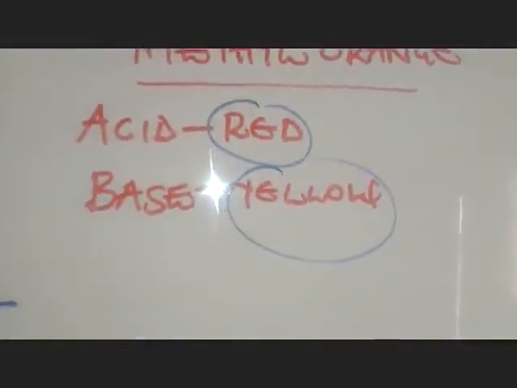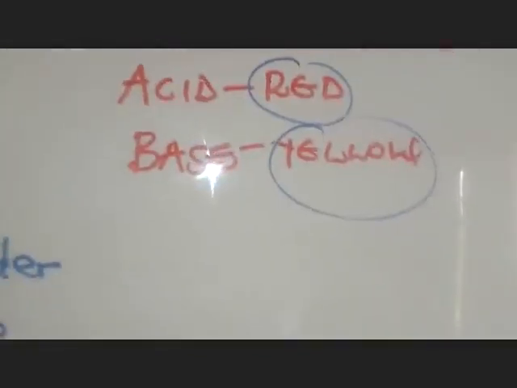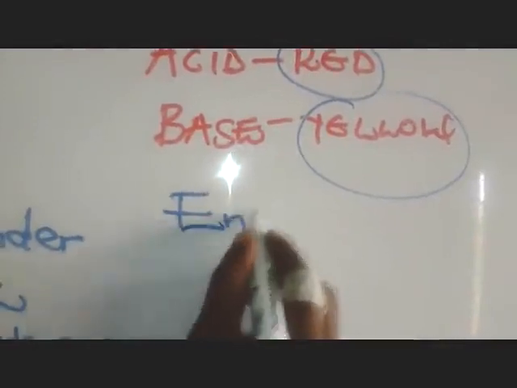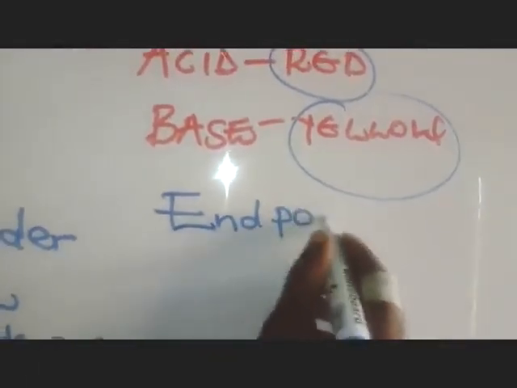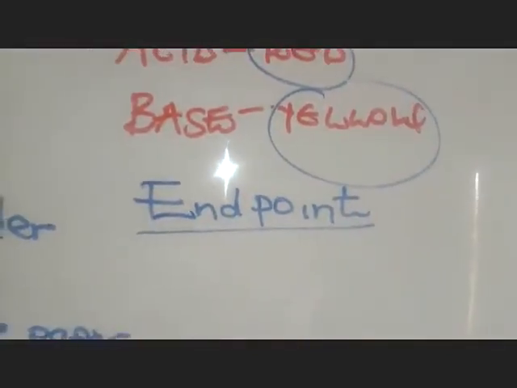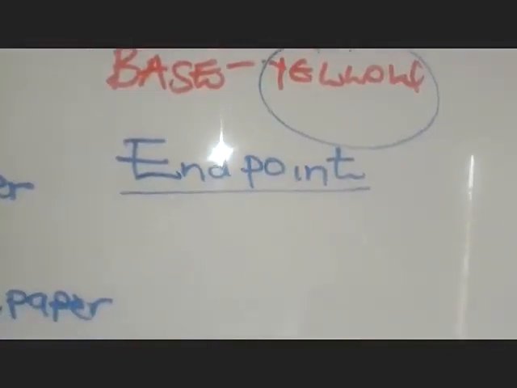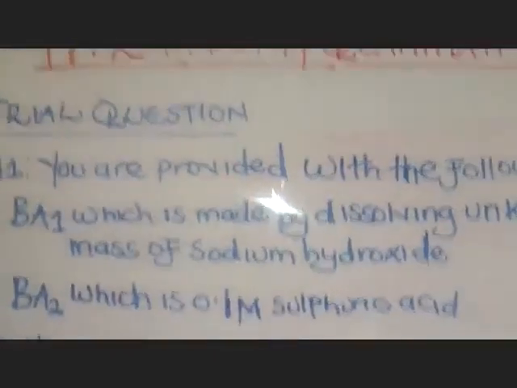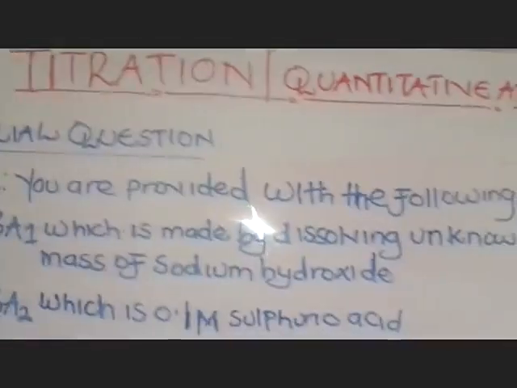So members, we have to master the color changes of those indicators, because as we are looking for our end point, remember we said our journey is to obtain what we are calling end point. When you are titrating, as I'm going to show you, you are going to discover that the end point is going to depend on the indicator color change. A clear image about titration or qualitative analysis.